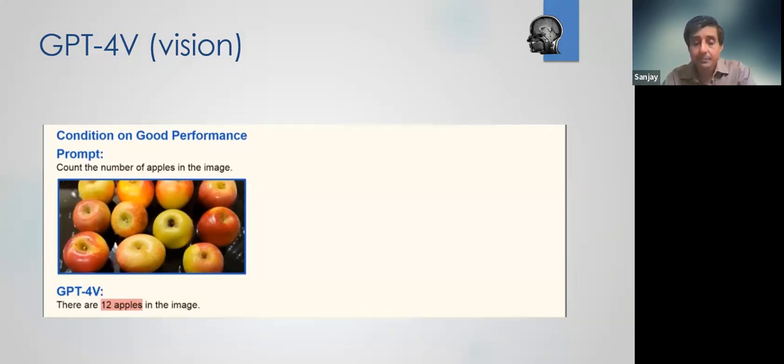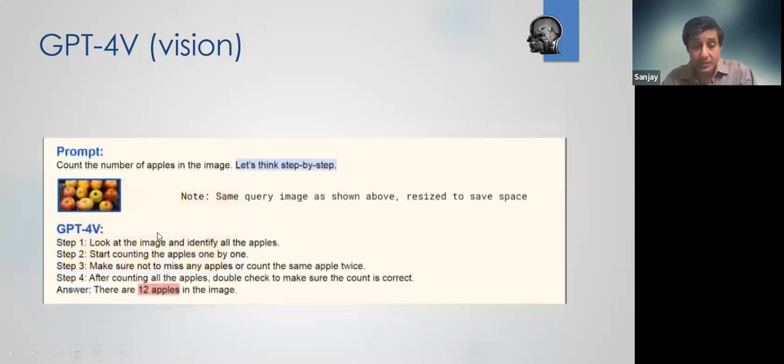This is the same question. It was given the same thing again: count the number of apples in the image, and then it was given additional information. Let's think step by step. So it was told to think through the problem step by step, like when you teach a 12-year-old how to break down a complicated problem. You think through it step by step. That's what it was told. And this is what GPT-4V did.